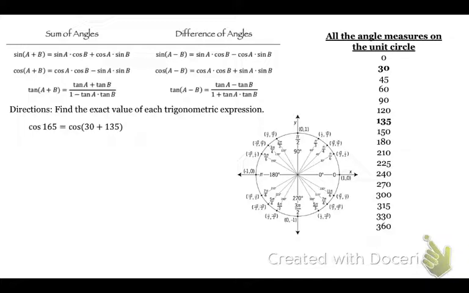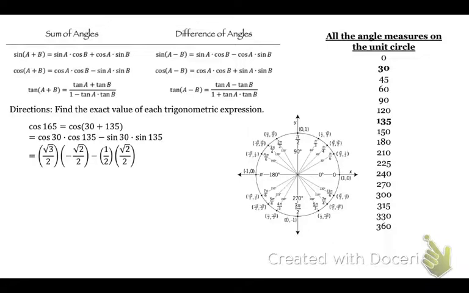Okay, so now we're using this one right here. And remember, you can use subtraction too. You would just be using these ones. So that's cosine of A times cosine of B minus sine of A, sine of B, where in this case, our A is 30 and our B is 135. So this is going to be cosine of 30 times cosine of 135 minus sine of 30 times sine of 135.